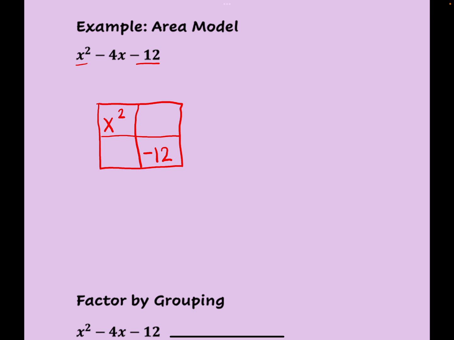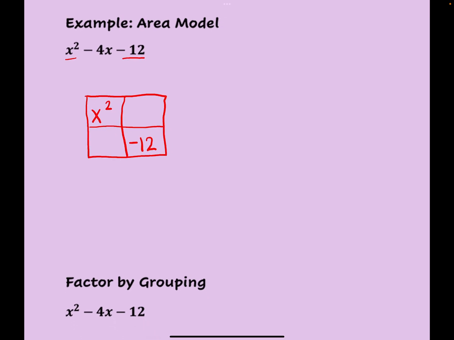Now, I need something that would multiply to what is our a times c value. So I need 2 numbers that would multiply to negative 12. A is 1, c is negative 12. So 1 times negative 12 is negative 12. Now, the numbers that multiply to negative 12 also have to add up to negative 4x. Okay, so if I have negative 12x squared, what 2 terms could multiply to those? Well, I'm just going to go with the 12 for a second. I'll come back to that negative and positive.